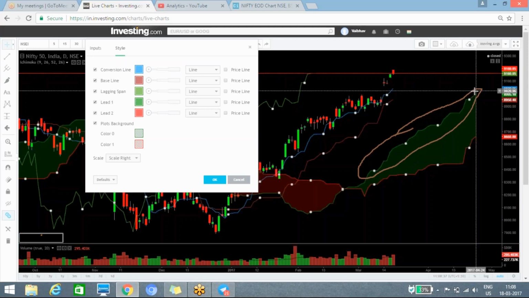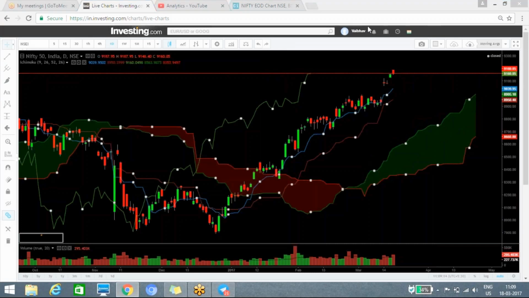So what is plotting? Suppose you get a figure at 8950 or something, you are just plotting it 26 periods ahead. The plotting is just shifting. It is not predicting that after 26 periods the price should come at this level. No, it is not doing that. Whatever price it is getting, it is plotting 26 periods ahead. Nothing else.